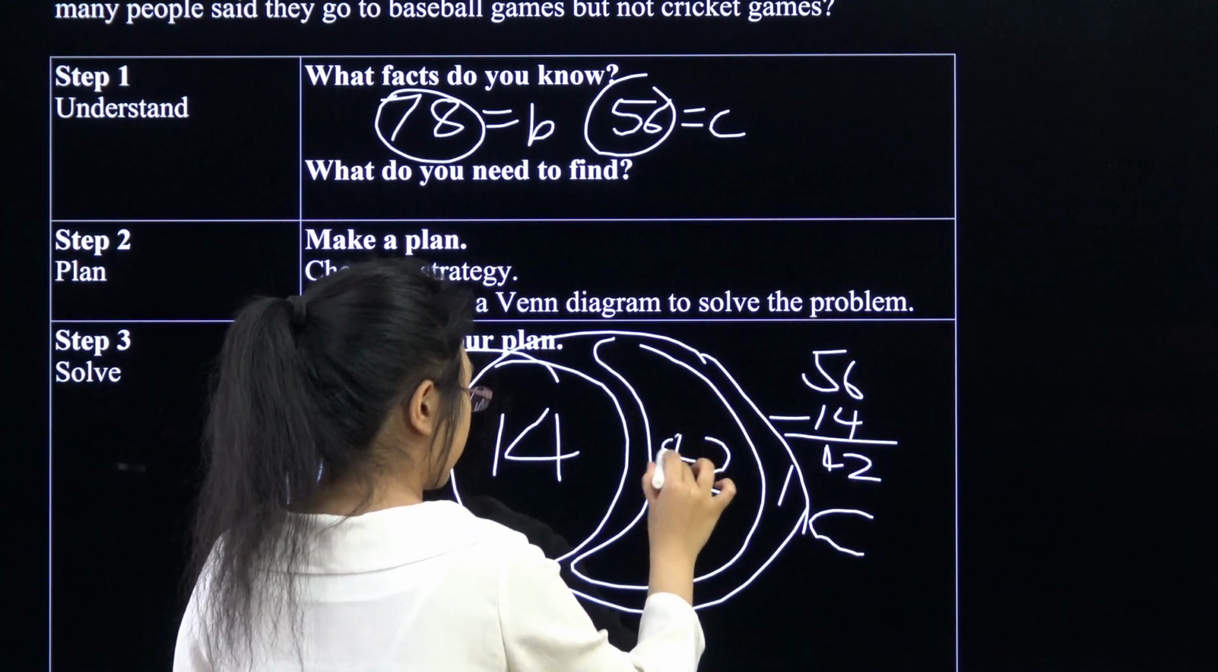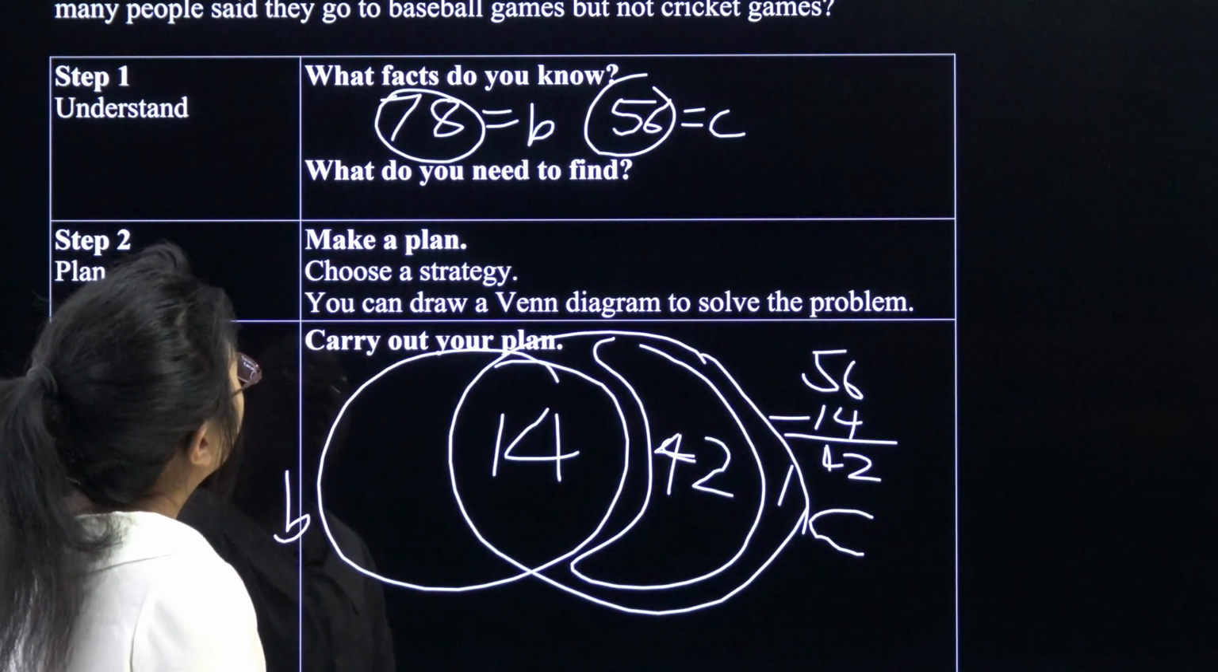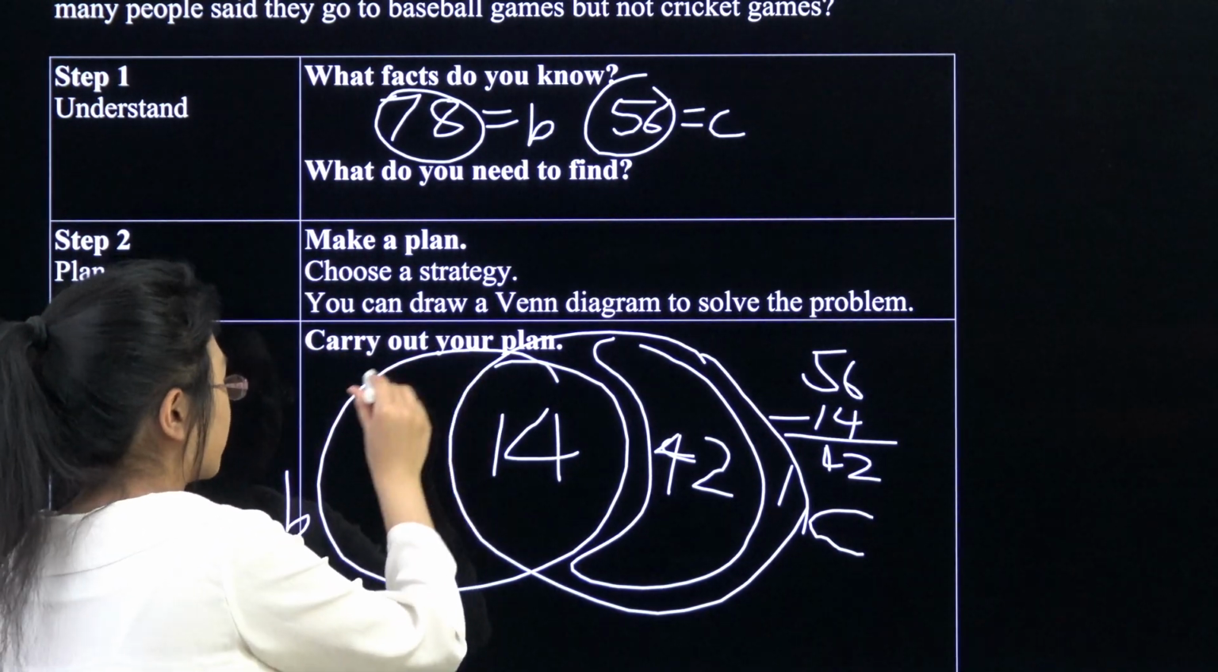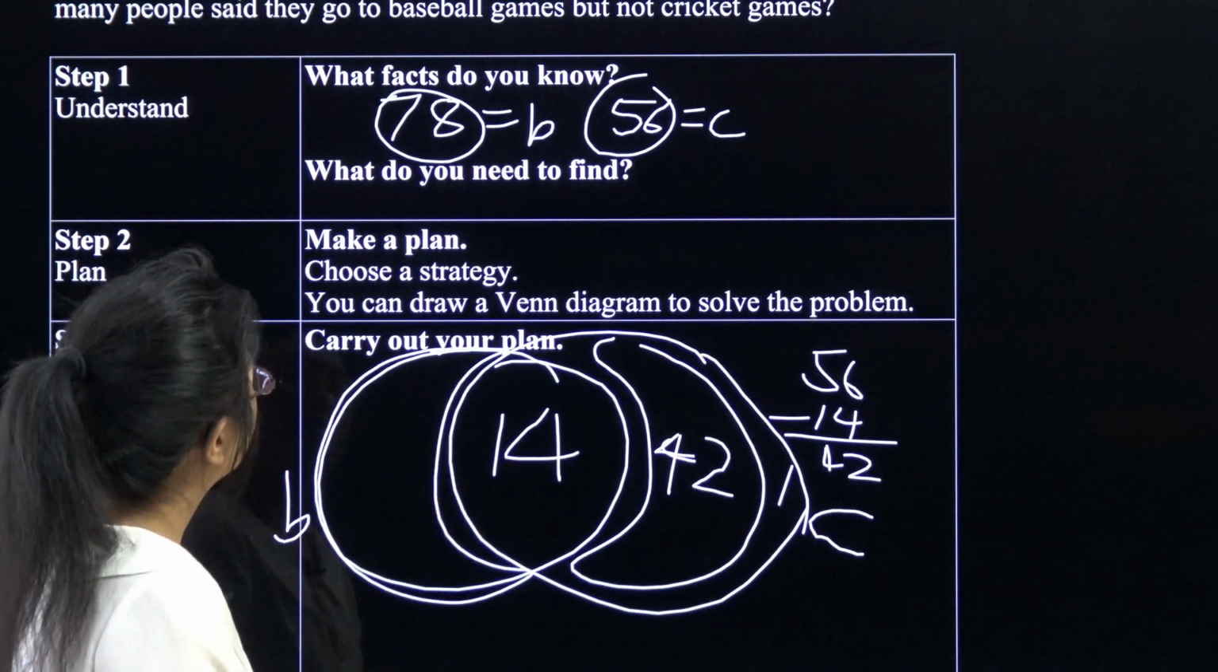But what's the question asking us? They're asking us about the baseball side. So we're going to have to do it again on the baseball side.